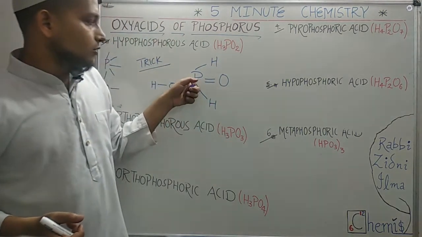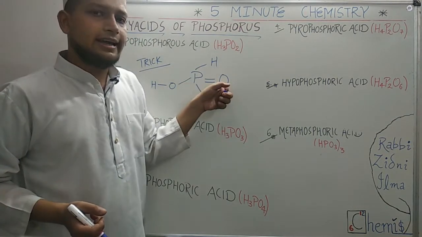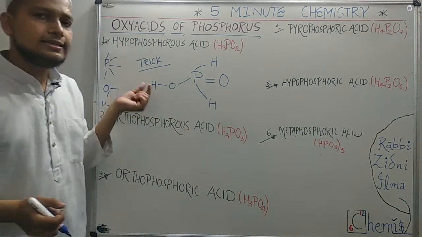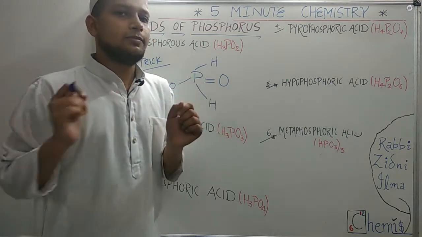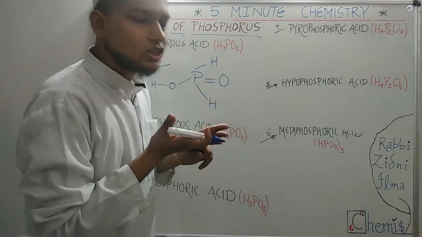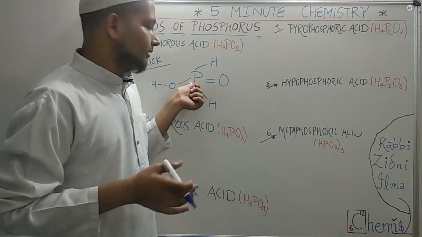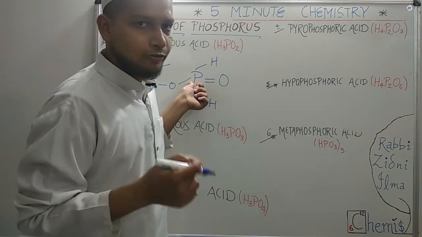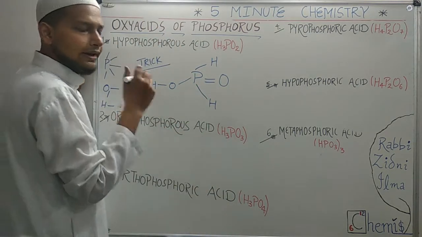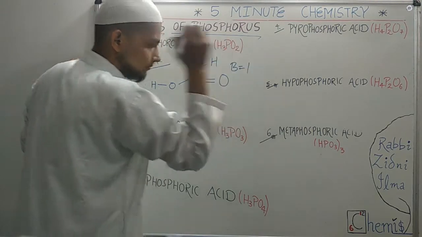Now look here, phosphorus has 5 bonds, oxygen has 2 bonds, and hydrogen has a single bond. Each and every atom is satisfied. The number of OH groups present in this structure will give us the idea of basicity. There is only one OH, hence basicity will be 1.